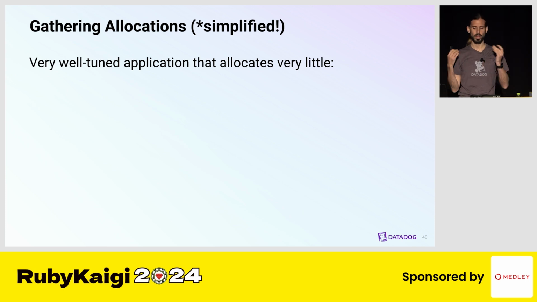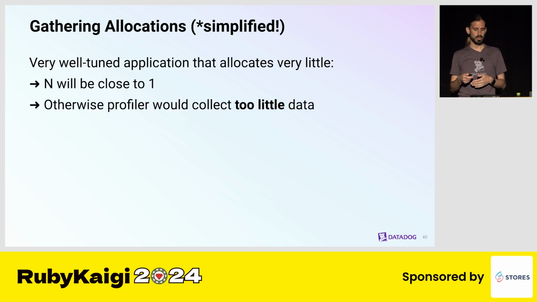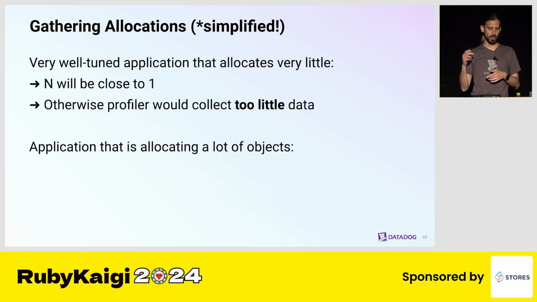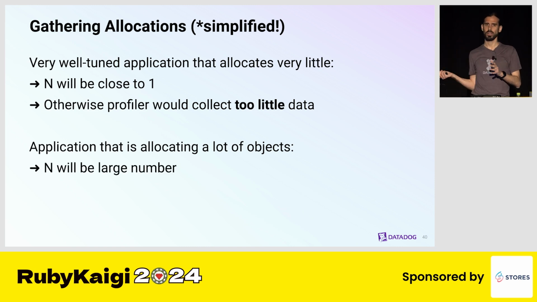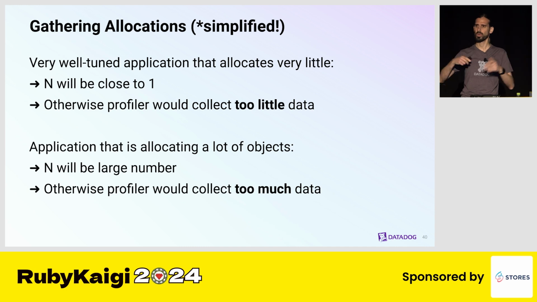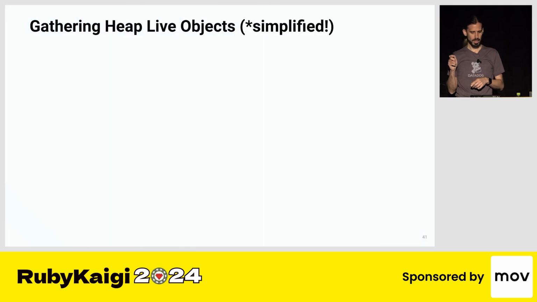So if you have a very well-tuned application that allocates very little, if you allocate like 10 objects per request, then we will want to have an n number very close to 1, because if you set it to 1,000, then you will never see any information. Otherwise, too little data. But if you are allocating a lot of objects, then n needs to be a very large number, because otherwise the profiler would impact your application a lot. So this is the kind of decision we have to take all the time, which is how can we gather this information with low overhead?